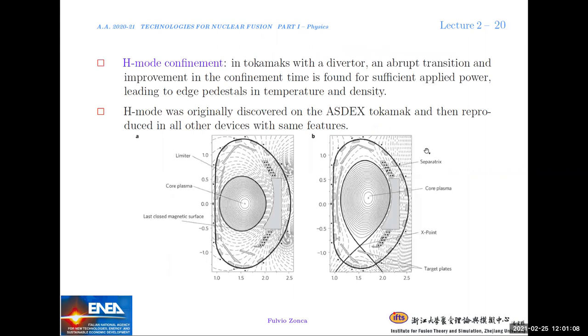So what people found at that point was a big advantage, and actually this is very important for your own culture, because not only did people get this favorable operation by going bigger and by putting more power inside, but they discovered that by changing the topology of the magnetic field, there could be a significant improvement. And this was found out in the ASDEX tokamak in Germany. So people realized that by going from this configuration with only closed field lines, which is called a limiter configuration.